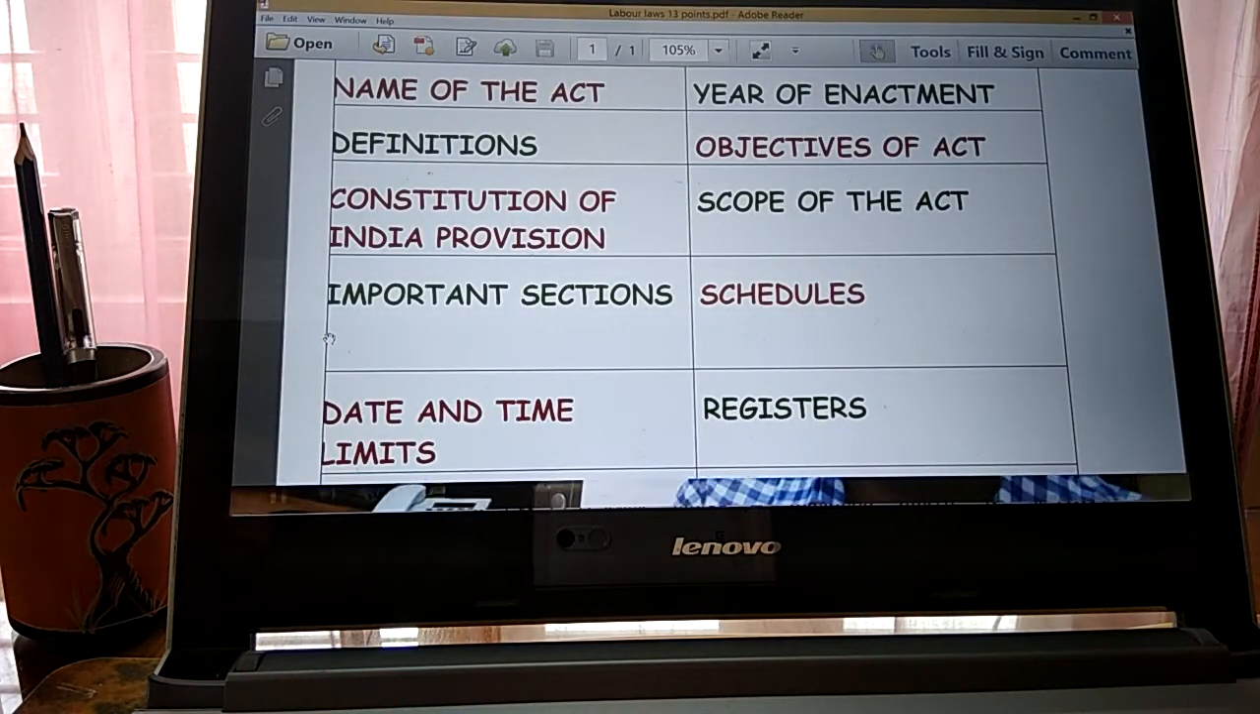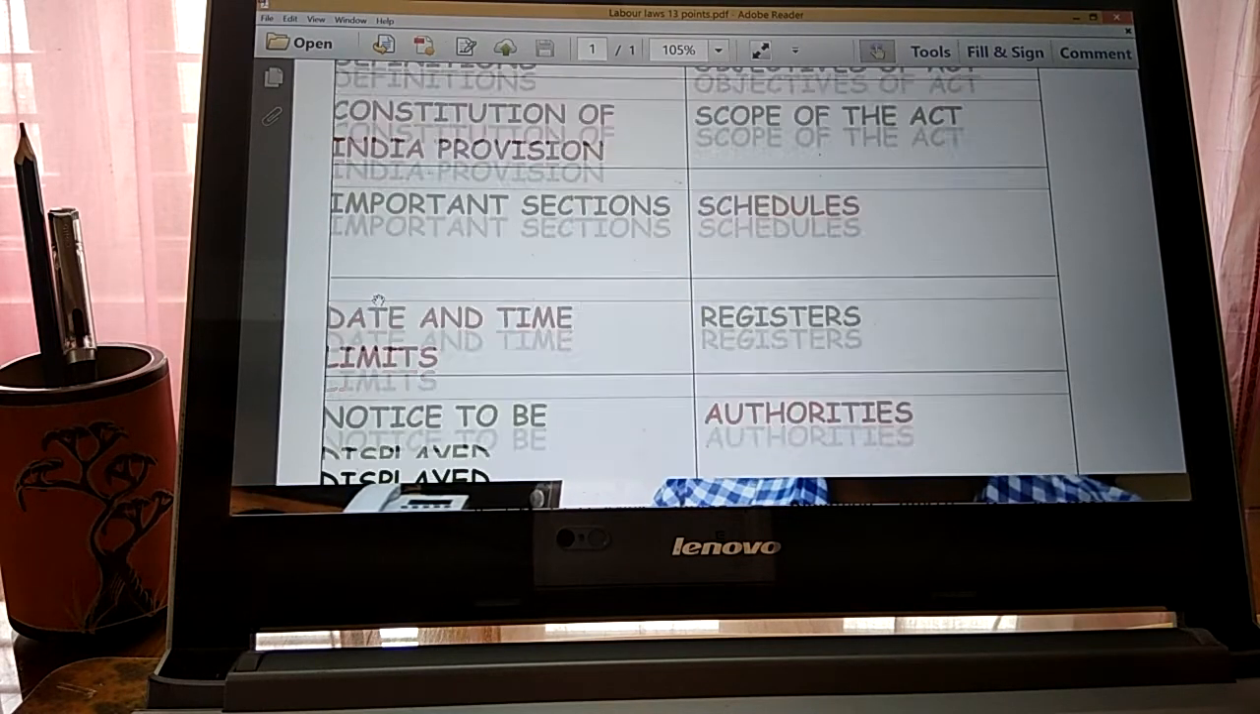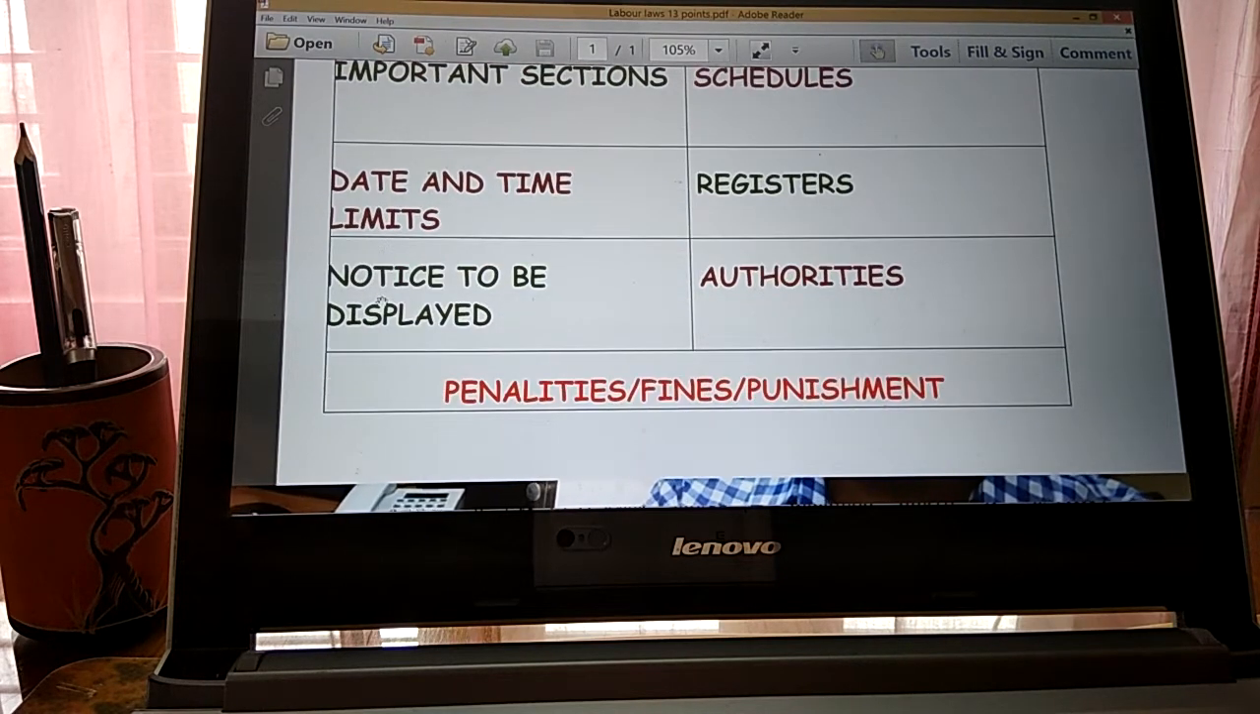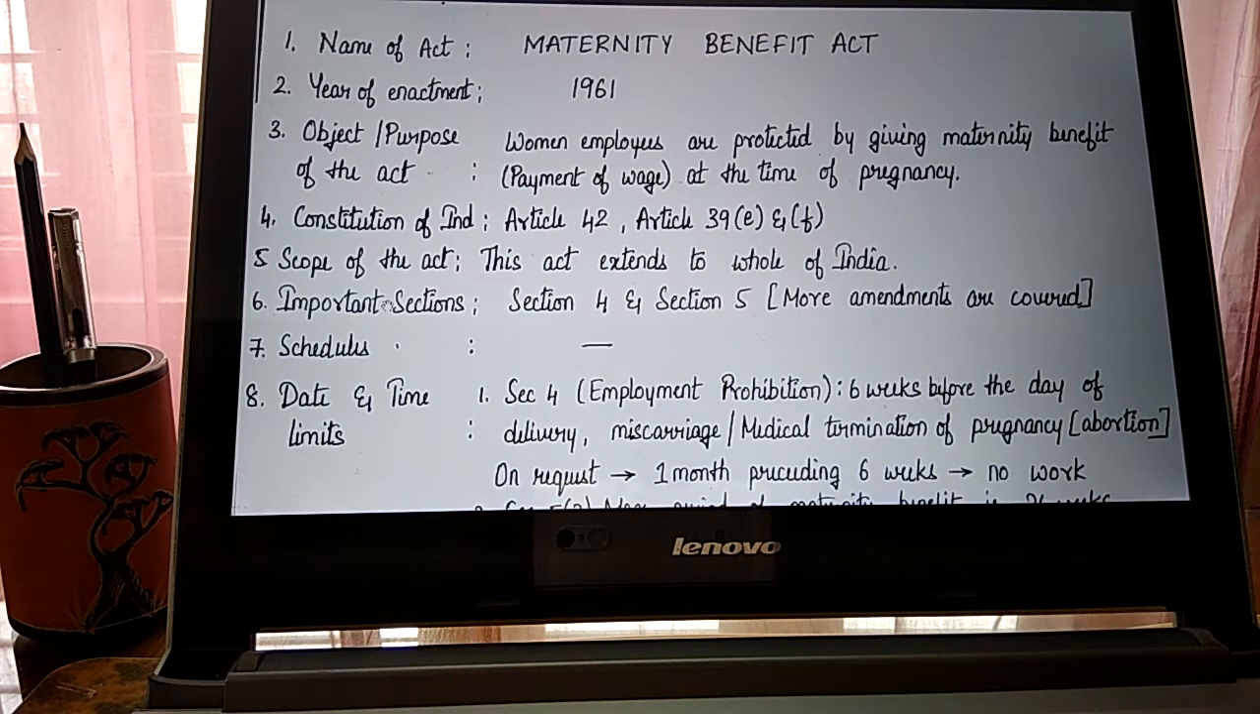So the 13 points are name of the act, year of enactment, definitions, objectives, constitutional provision, scope of the act, important sections, schedules, date, time limit, registers, notice to be displayed, authorities, etc. Now let us take an example of a particular act. Here we have the Maternity Benefit Act. First, I should give credit to my student Rakshit who has prepared this chart which will be helpful for everyone.